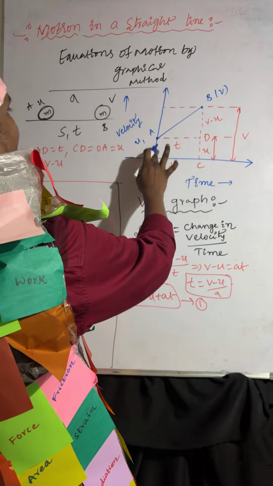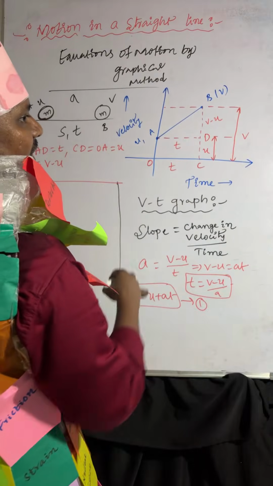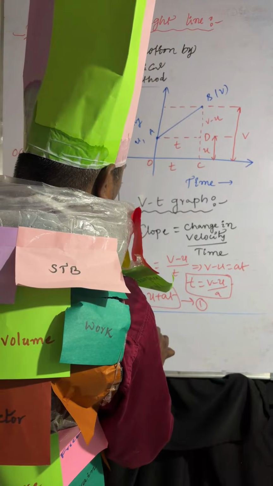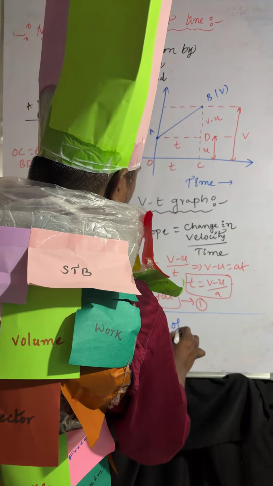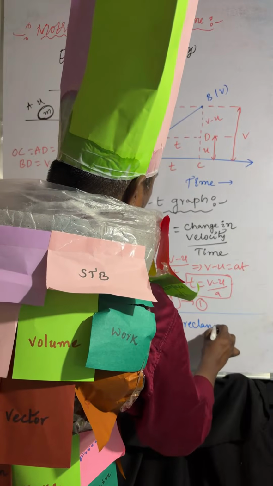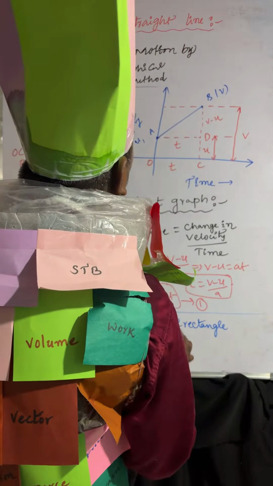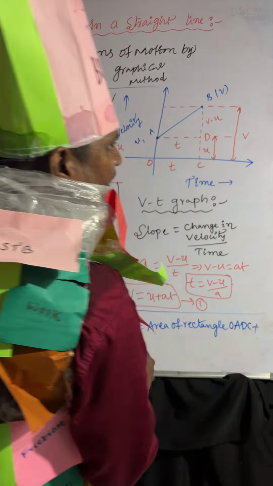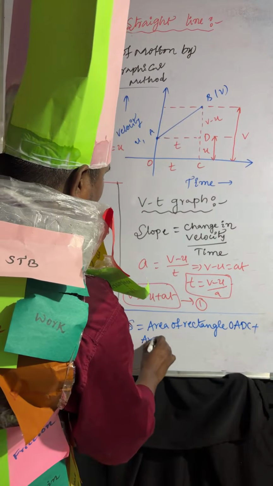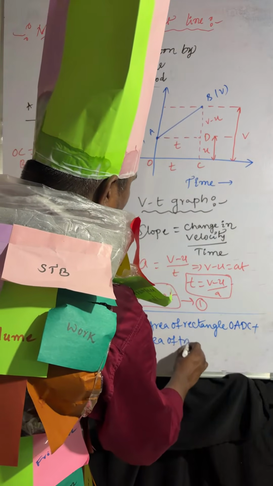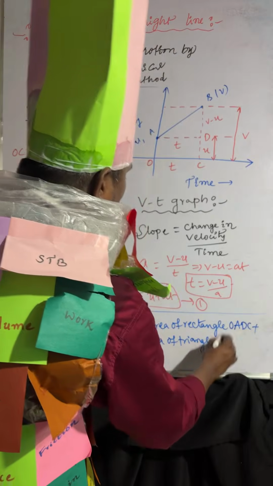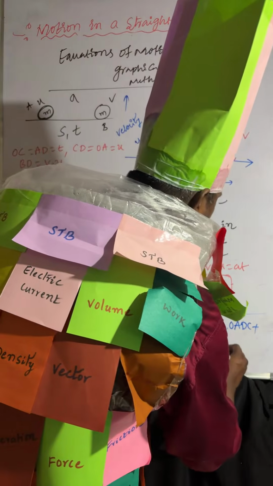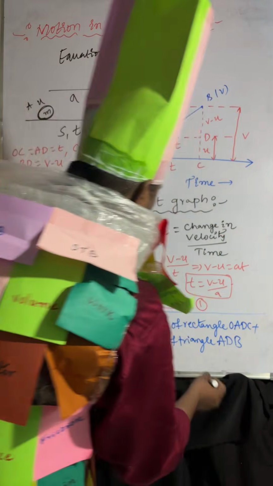Now we can take the position and time relation from the same graph. That is the area of the rectangle plus the area of the triangle, which is a trapezium. So S equal to area of rectangle OADC plus area of triangle ADB. Anything you can take, ADB or ABD.